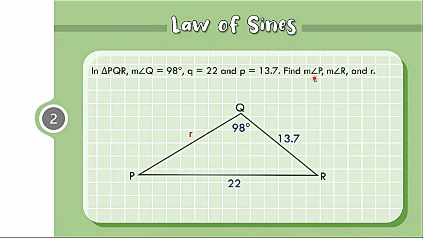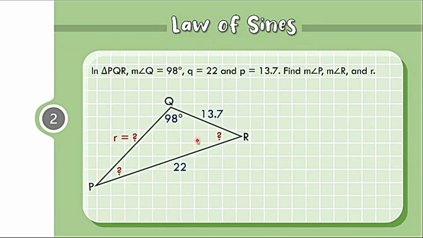And we are asked to find the measure of angle P, the measure of angle R, and the length of side R. This time, let's begin. Let us start first by finding the measure of angle P. If you notice in our oblique triangle, we only have the measure of angle Q here. Unlike with the first example, where there are two given measures, and we simply get the difference between 180 degrees and the sum of those two measures to find the measure of the third angle. But in our case here, we will use the law of sines to find the measure of angle P.